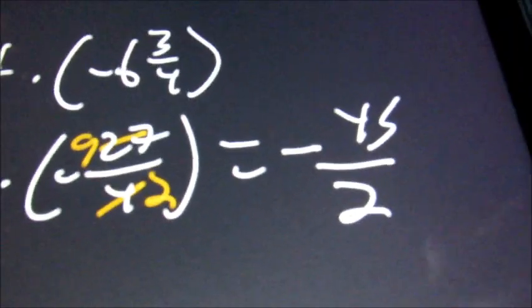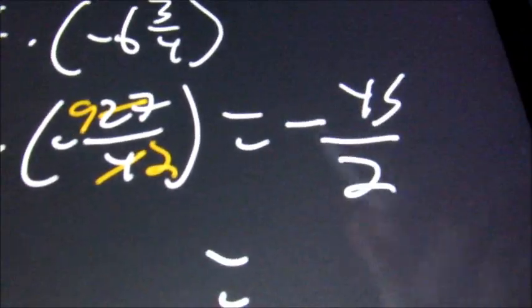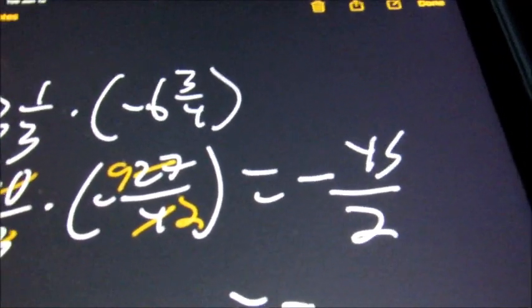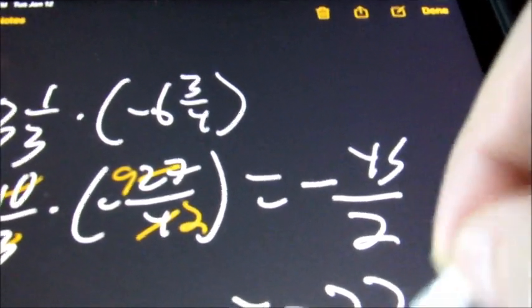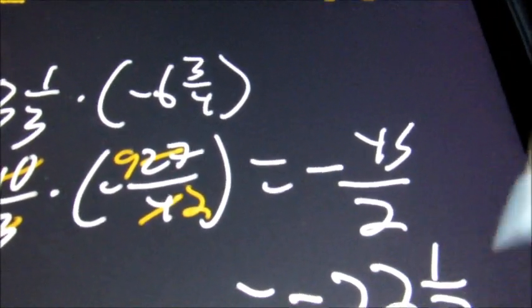Now, we again need to change it into a mixed number. But when we do, we kind of ignore the negative sign, but we keep it there. 2 will go into 4 2 times. 2 will go into 5 2 times with 1 remaining. So it's negative 22 and 1/2.